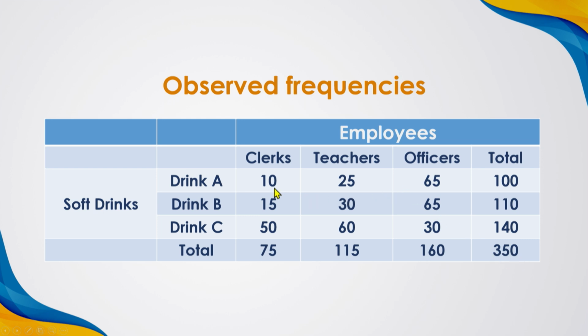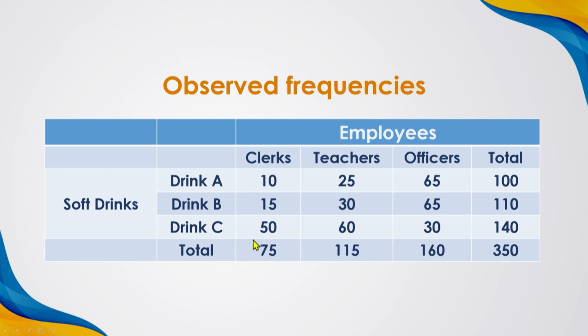As I mentioned, each number speaks about a category, whereas here the 10 speaks about 10 clerks liking the drink A, which I mentioned earlier. Now here you can see the total, the 100 speaks about how many persons are liking drink A, which has been given as a total here, 100. Similarly 110 is speaking about how many persons are liking drink B. Similarly 140 persons are liking drink C.